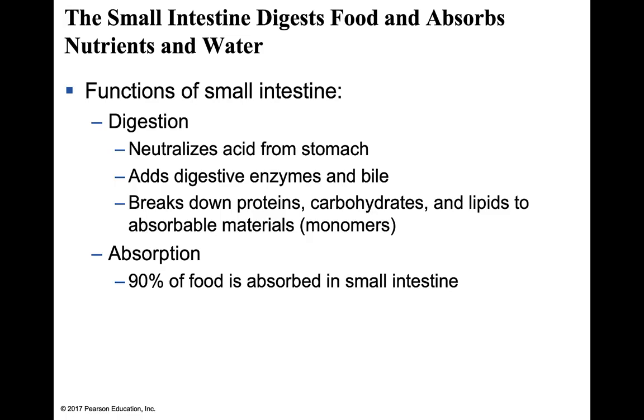So we're going to see digestive enzymes and bile. And these enzymes are responsible for breaking down carbohydrates, proteins, and lipids to small enough structures that they can actually be absorbed. Now, absorption, remember, moves across the wall of the GI tract and into the body. And 90% of all absorption actually takes place in the small intestine.